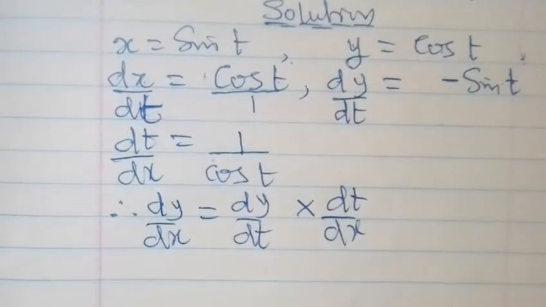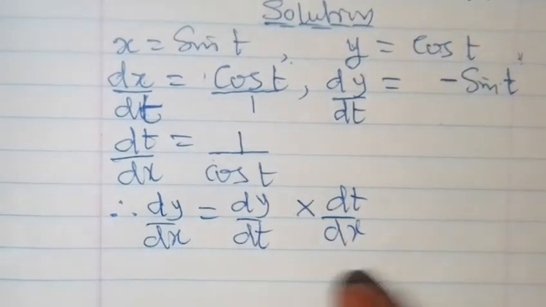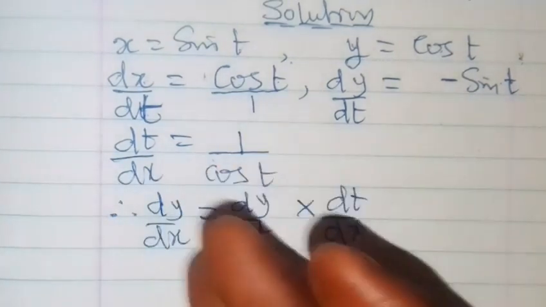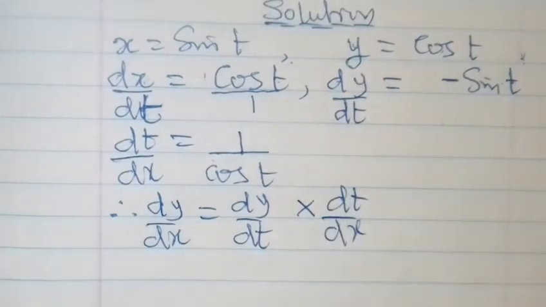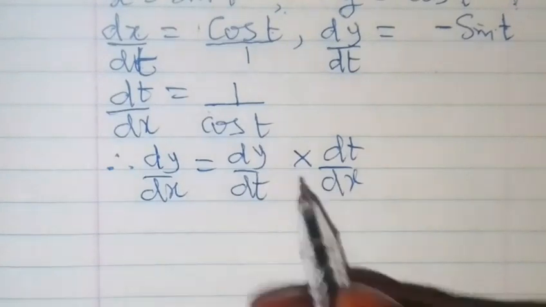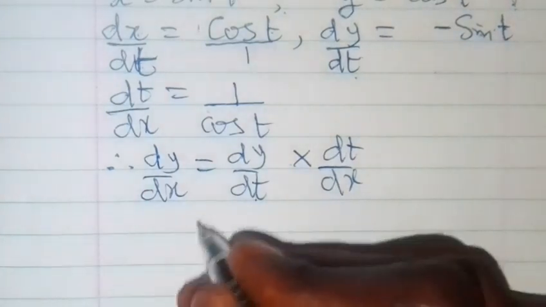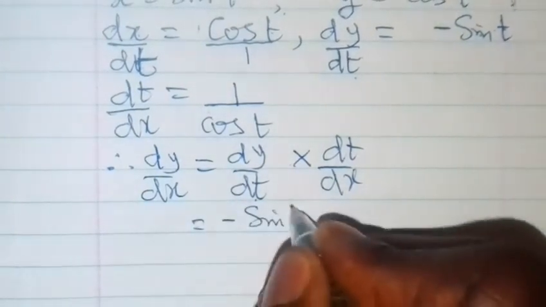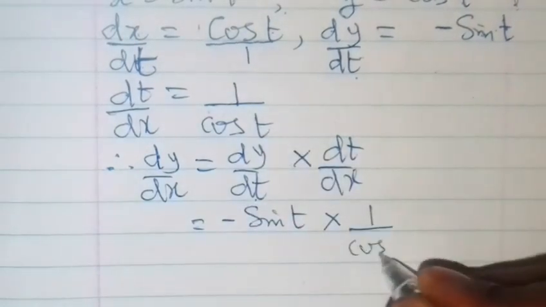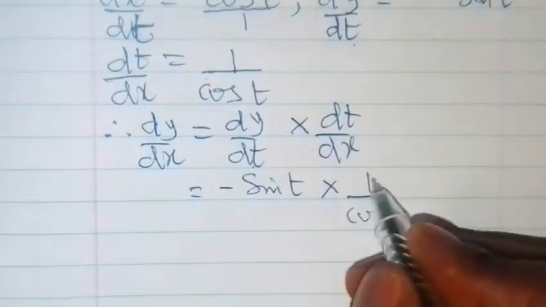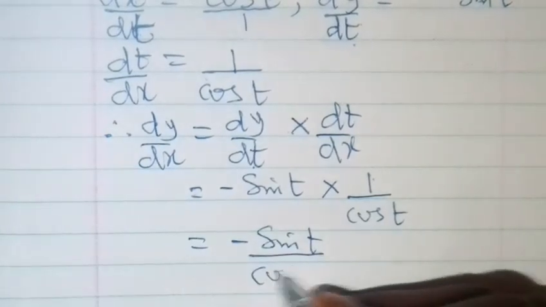I'm sure you are familiar with what I'm doing here. I'm applying the function of a function, and this is exactly what I solved in question, I think, 24 and 25. So go back to those lessons to see how this is solved there. Now let us continue with this. What is our dy/dt? Our dy/dt is minus sine t. We'll write it out: minus sine t multiplied by dt/dx, which is 1 upon cos t. Now minus sine t times 1 will give us minus sine t all divided by cos t.